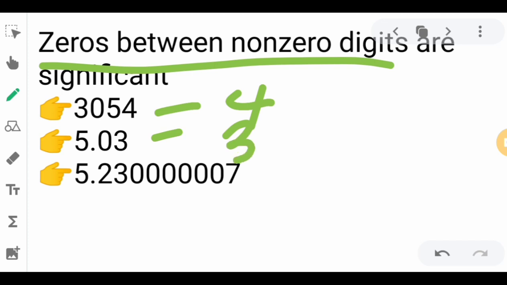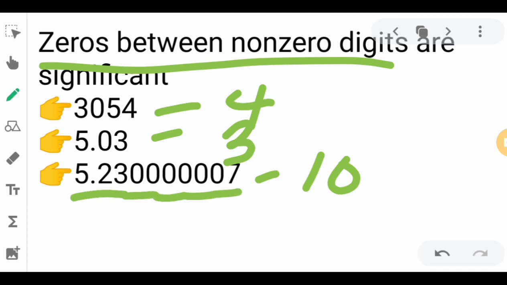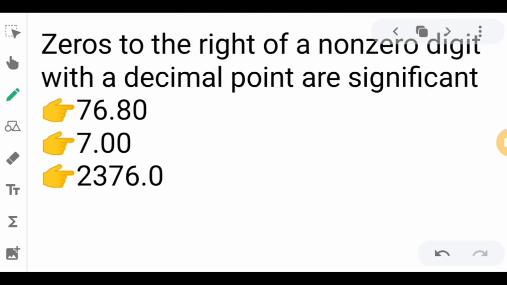And then 5.23000007, we have here 10 significant figures. Let me count that: 1, 2, 3, 4, 5, 6, 7, 8, 9, 10. That's 10. Am I correct? 2, 4, 6, 8, 10. Yes.